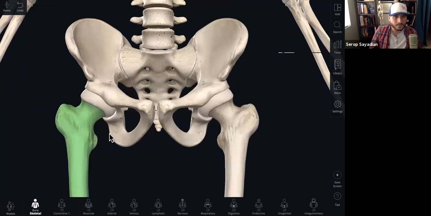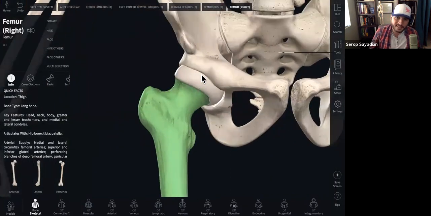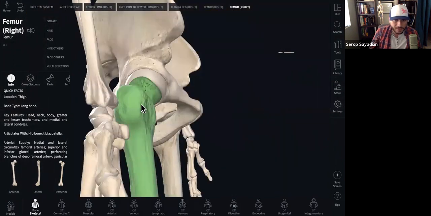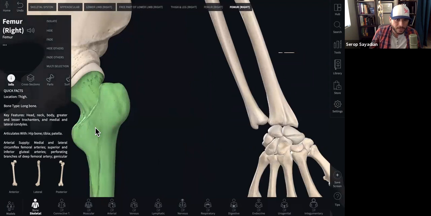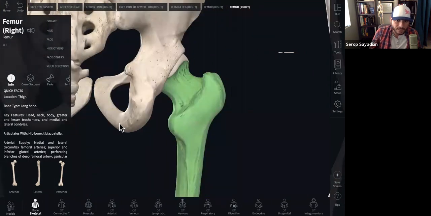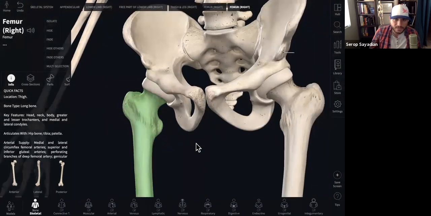So here's the femur. You have the head going into the acetabulum, then the neck, and the greater trochanter here, this big bump. This whole thing is the greater trochanter. And then this bump on the medial side is the lesser trochanter. Those are muscle attachment sites.